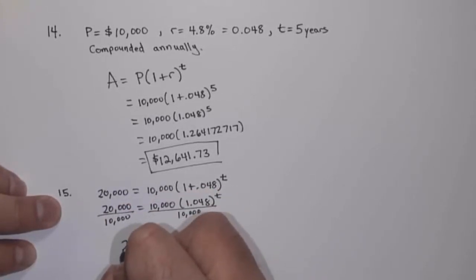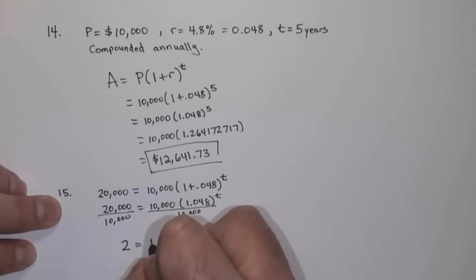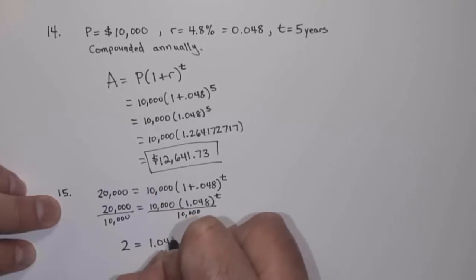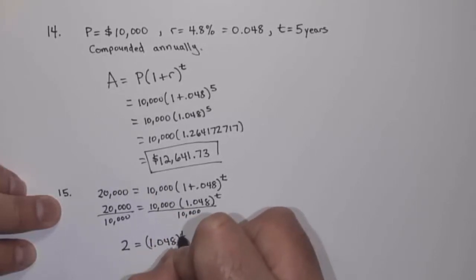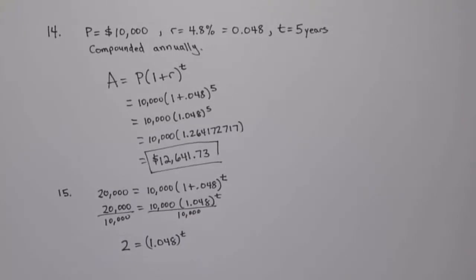20,000 divided by 10,000 is 2. So I have 2 equals 1.048 raised to the t power. Now to solve for t, I need to get that t down from being an exponent. And remember, the way we do that is by using logarithms.